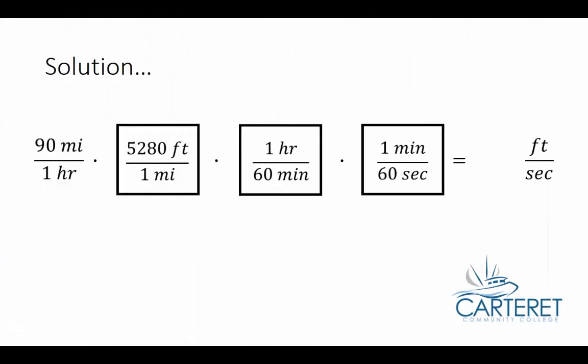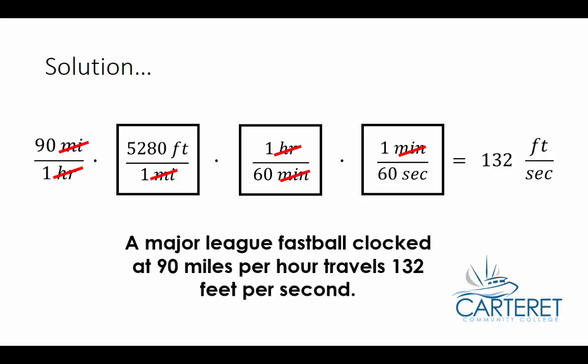The major value of this unit conversion method is that it gives us a way to make sure the answers to problems come out with the appropriate units that we are expecting. Before you actually perform any numerical calculations, ensure that all units cancel out appropriately. Miles canceled to feet, hours canceled to minutes, minutes canceled to seconds. We see a Major League fastball clocked at 90 miles per hour travels at 132 feet per second.